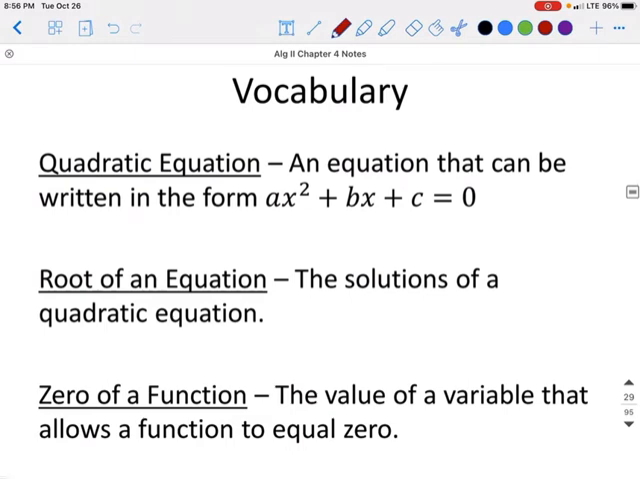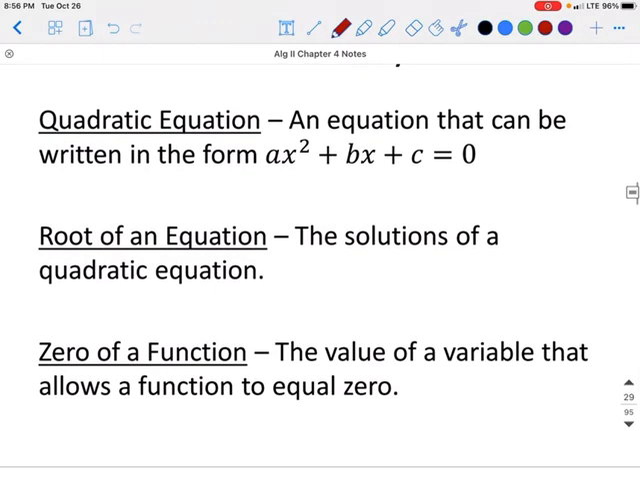Now, this is a quadratic equation if we have ax squared plus bx plus c equals 0. So if it's written in this form, it is a quadratic equation. The roots of the equation are the solutions of the quadratic equation. Zeros are the values of the variable that allow a function to equal 0. Now, the roots of an equation and the zeros of the equation are actually the exact same thing. It's just different terminology depending on the situation the problem is in.